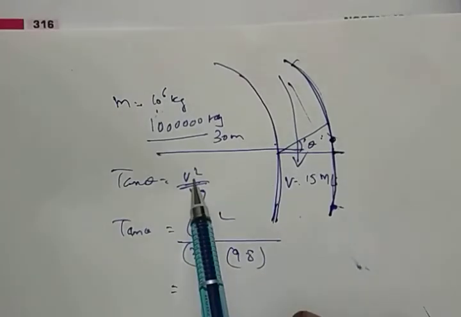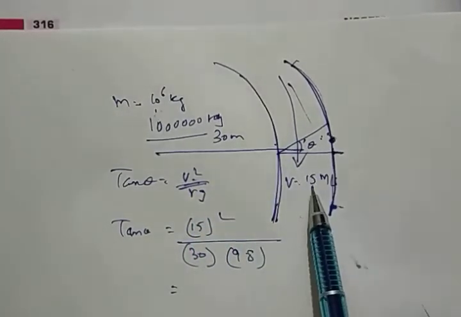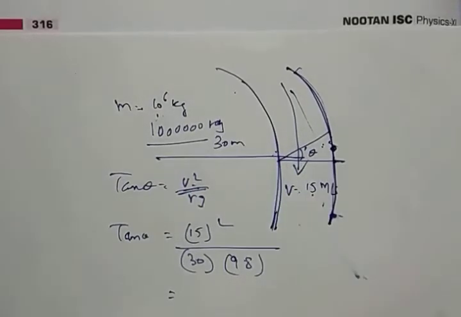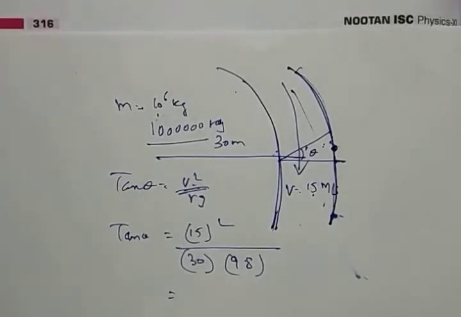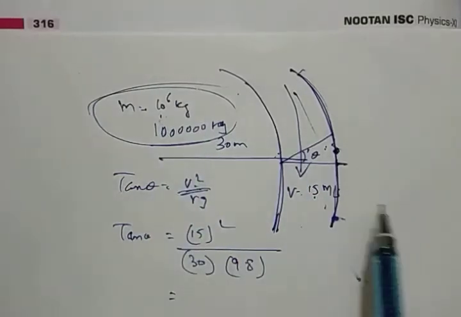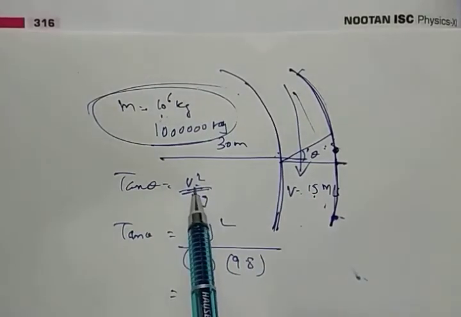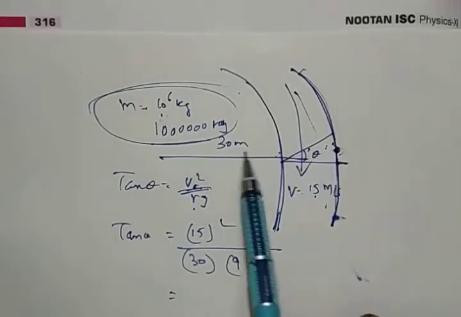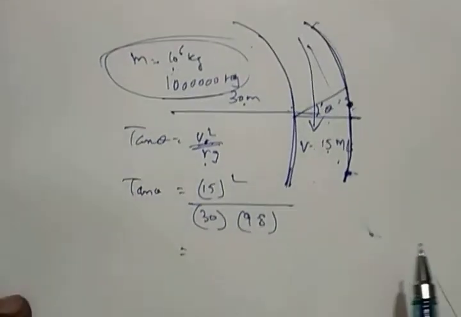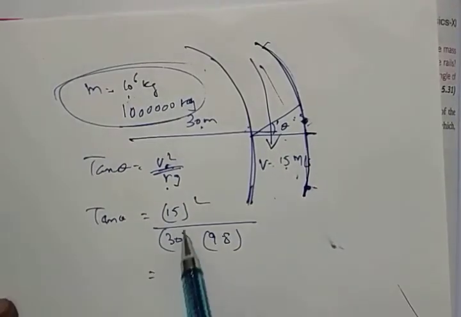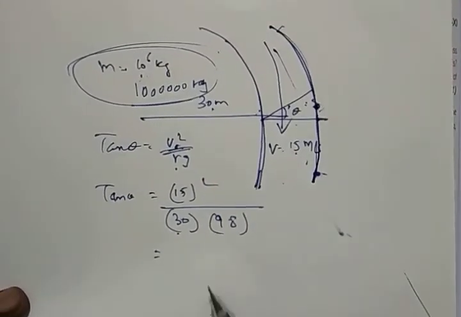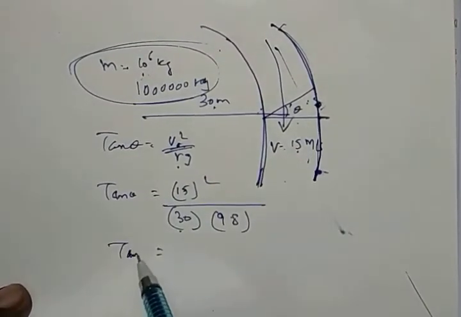The more the velocity, the more banking should be there. If the velocity is 15 meter per second, that much angle of banking you can have. It does not depend upon the mass of the vehicle. It depends only on the velocity of the body and the radius. If you have a bigger radius, then you need not have more banking. If it is a sharp turn, then you have more banking. So you put in these values for this much speed and this much radius, and you get the tan theta value.